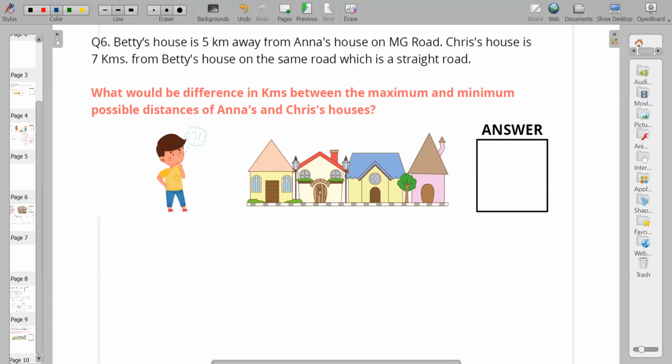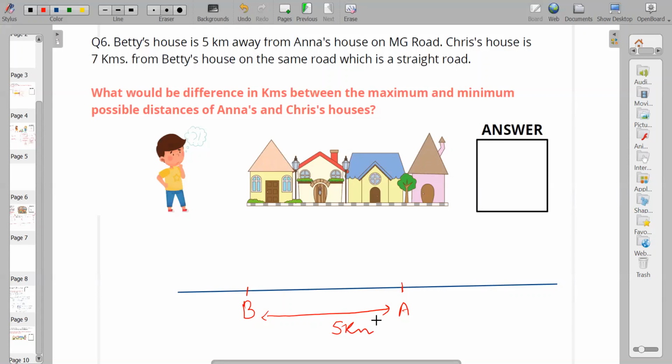Okay, so let's look at this and let's understand this question. So let's say Betty's house, this is Betty here. And you have Anna's house. So Anna's house is here, 5 kilometers. And Chris's house is 7 kilometers from Betty.